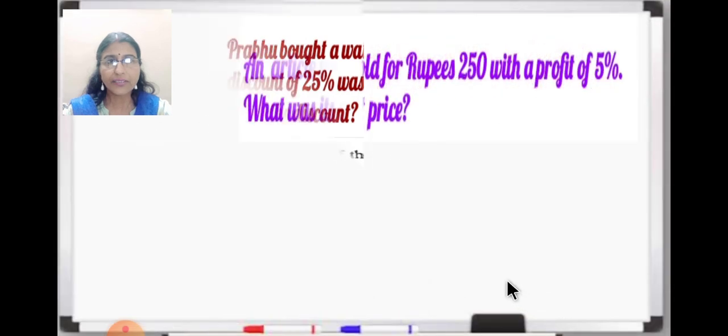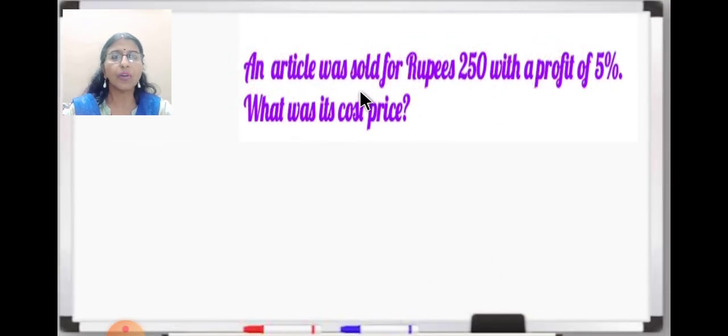Now see the next question. An article was sold for rupees 250 with a profit of 5%. What was its cost price? So here what is given? Selling price is given, profit percent is given. We have to find out the cost price. So let us see how to find it.